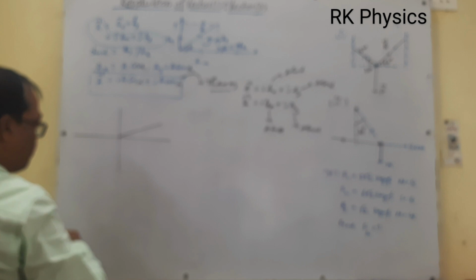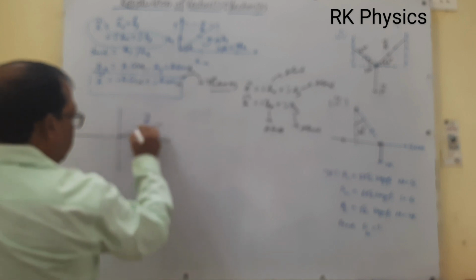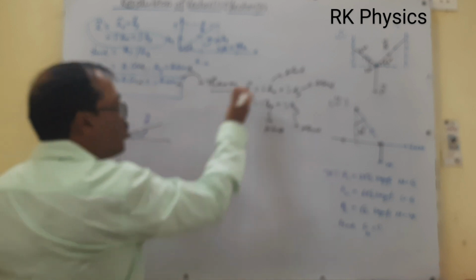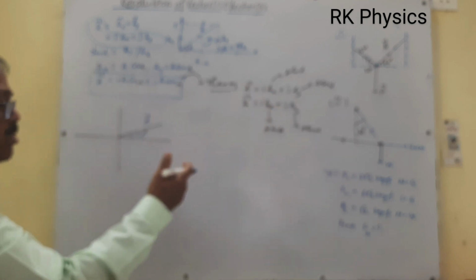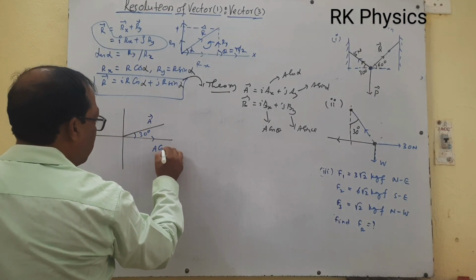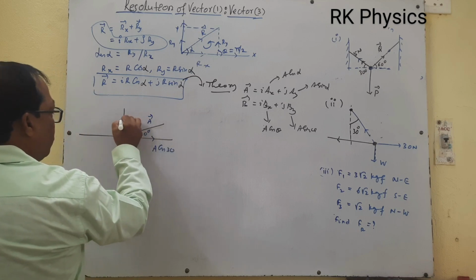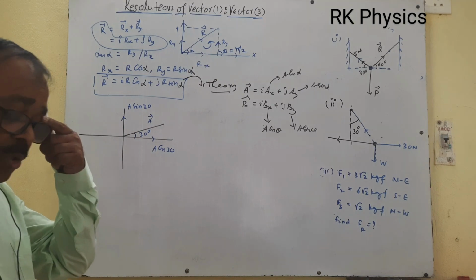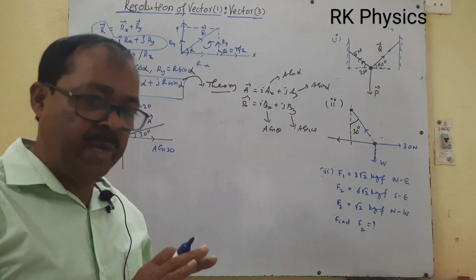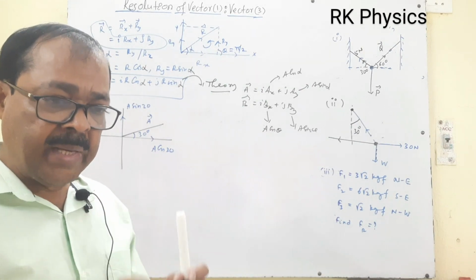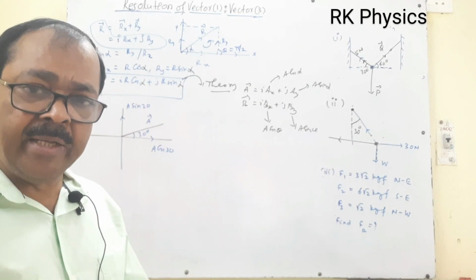Suppose I am writing a is a vector that makes an angle of 30 degree with a line. How can you resolve it into components? Along that line, you just imagine, its component is a cos 30. And perpendicular to that line, its component is a sin 30. Therefore, you need not take the x-axis, y-axis. You take what is the direction of the vector. It makes what angle with which line.